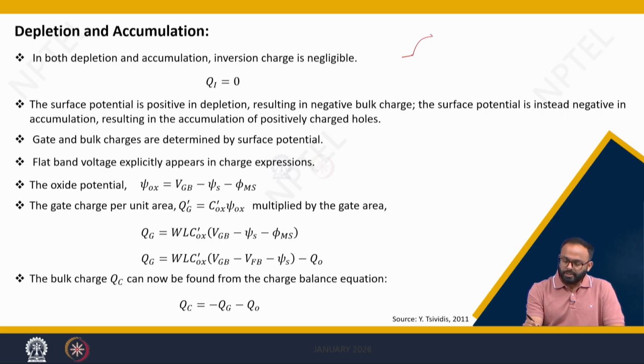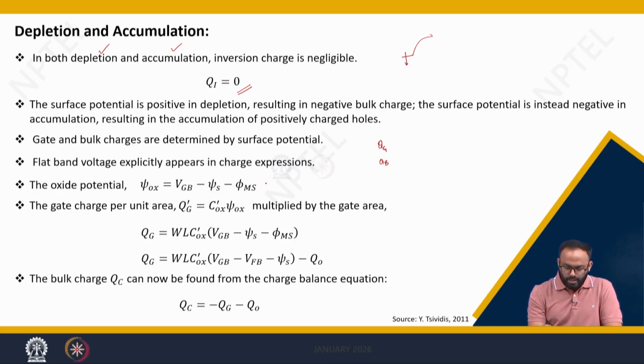In general, turning off the device is relatable with depletion and accumulation region, and hence you need to define these charges in depletion and accumulation region also. In general, in depletion and accumulation, the inversion charge is negligible. So I can simply consider Qi equals 0, and I can again rewrite the potential balance equation to find out what is the gate charge and what is the bulk charge.